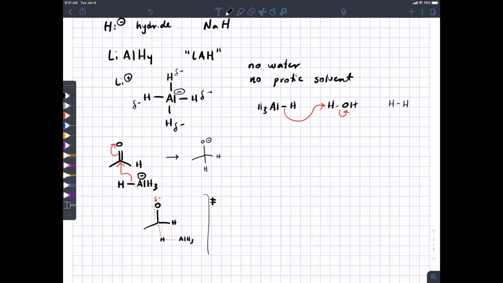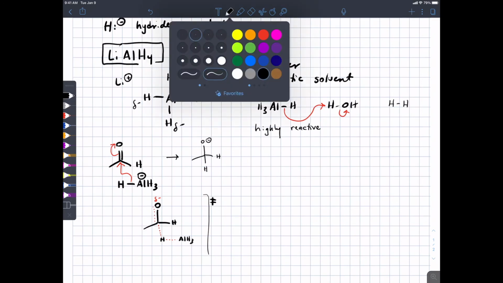So for lithium aluminum hydride, you have to use non-protic solvents, and we won't necessarily worry about specifying those, but you have to be careful with this reagent. It's highly reactive, and we're going to come back to that a little bit later as a way to remember the kind of things that lithium aluminum hydride does that other reagents don't do.